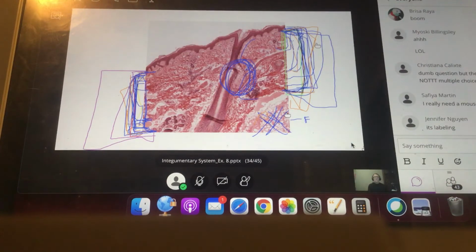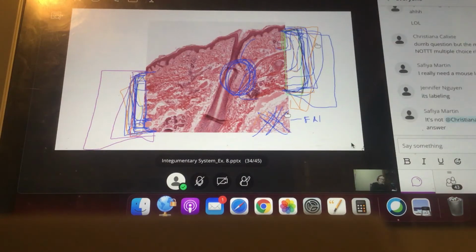All right, guys. So that's right. So that is fat. That whole fat layer, that's going to be the shocking no one hypodermis, right? Because look, it's under the dermis. So as you see, guys, not bad, but you got to study, right?